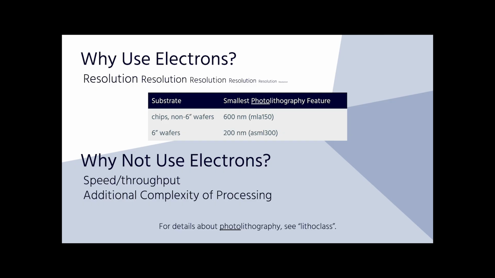Why wouldn't you choose electrons over photons? There are two main reasons. One reason is that electron beam lithography often is a bit more complex than photolithography. But the main reason is throughput. Throughput refers to how long it takes for the pattern to be exposed. One of the consequences of having high resolution is that the write time is longer, often significantly longer.